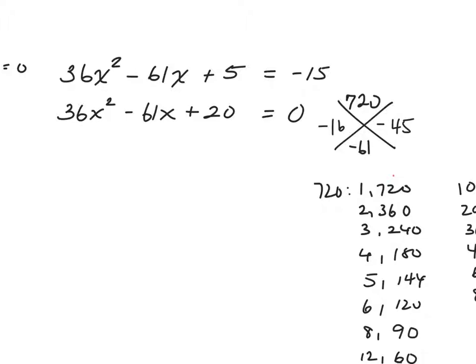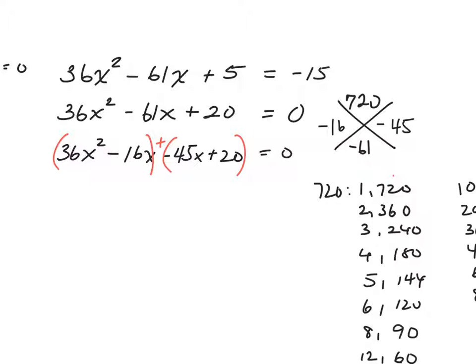But anyhow, now we get back to it. So 36x squared, and we go negative 16x minus 45x plus 20 equals 0. And now I need to look at the groups, so I group them up. So 36 and this, group in that negative, can't forget it, put a plus sign in between them. And now we move forward.